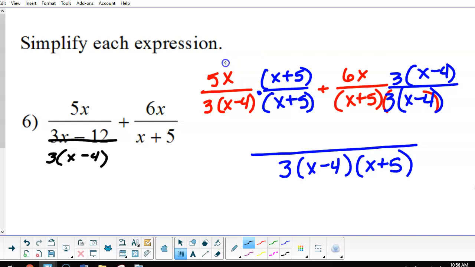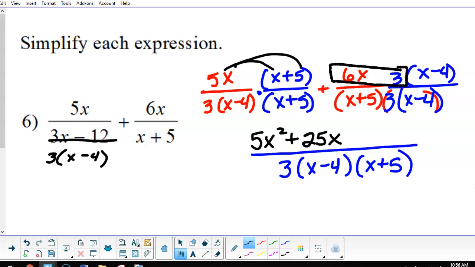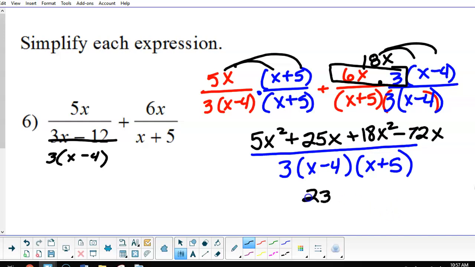Okay. Let's distribute this one. We end up with a 5x squared plus 25x. But what can we do back here? What would that become? It was multiplying, right? So an 18x, everybody okay? And then we can distribute it. 18x squared minus 72x, is that right? Lovely. Combining the top gives me 23x squared minus, I don't know, something 747?